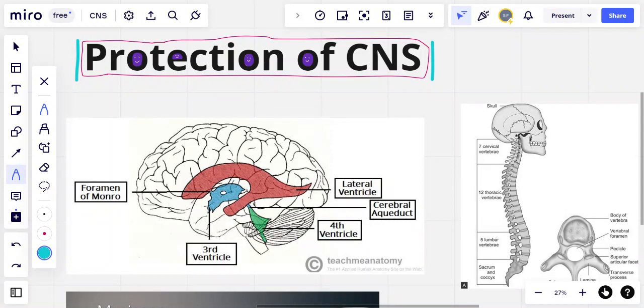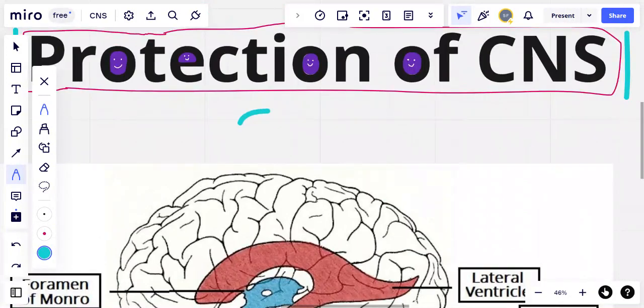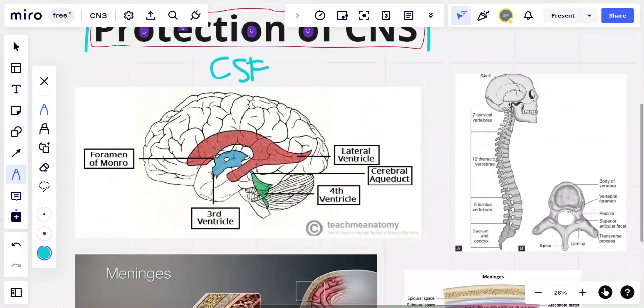Now, brain has four ventricles. Ventricles can be translated to cavities, and these are hollow. One thing that is common between spinal cord and brain is that both of them are hollow. So brain has four ventricles or cavities and they're hollow and they're filled with what? They're filled with CSF, which is cerebrospinal fluid. And your spinal cord, it has a central canal and that is also filled with CSF.